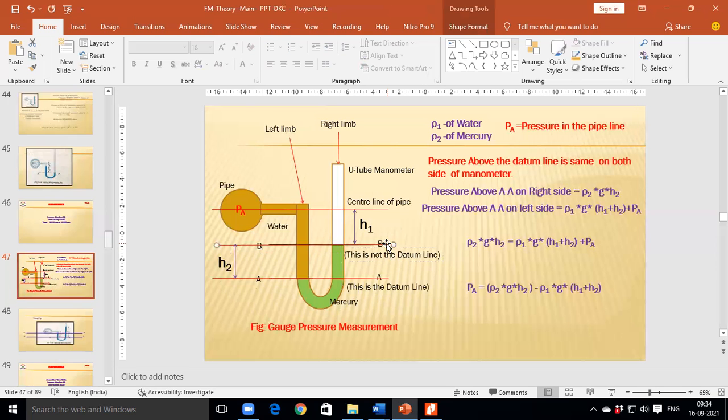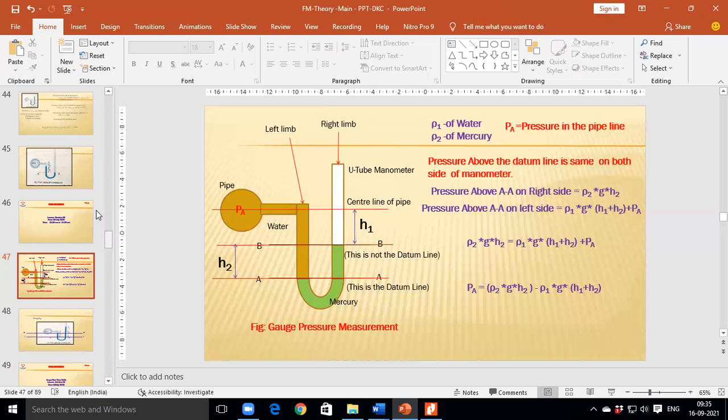Here, this line is not the datum line, but the line passing through the lower level of mercury, where the level of mercury is lower, that line is called a datum line. Make it clear. Which one is a datum line? Mark the horizontal line starting from the surface of mercury in both limbs. This right limb surface of mercury is here. Mark the horizontal line. As far as the left limb, at this level of mercury, mark the horizontal line. There are two horizontal lines. From these two horizontal lines, which one is a datum line? The lower one is the datum line. Always consider the lower one the datum line.